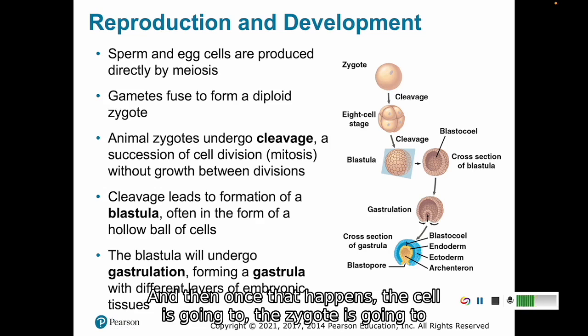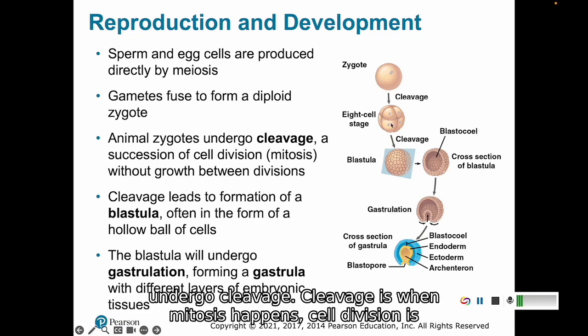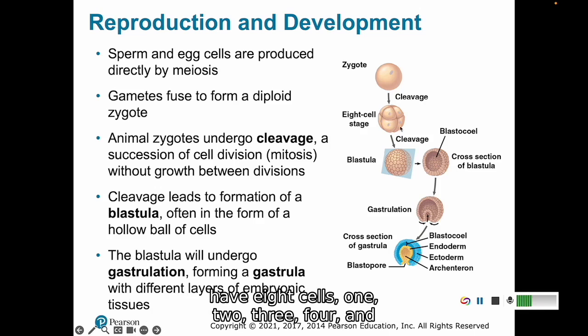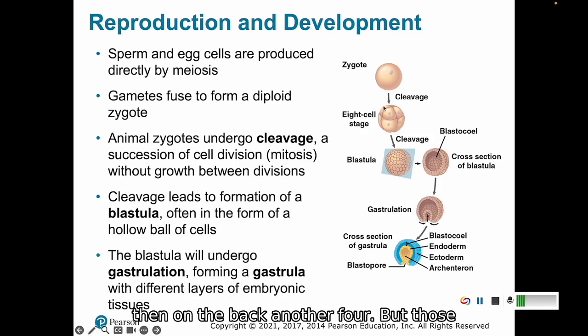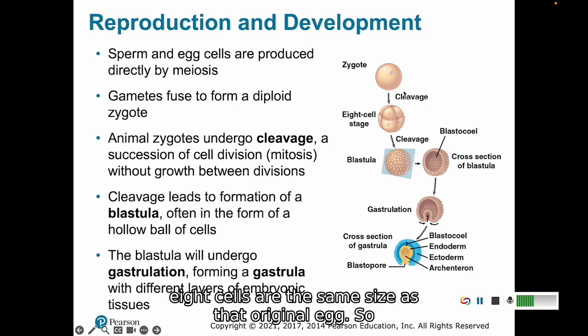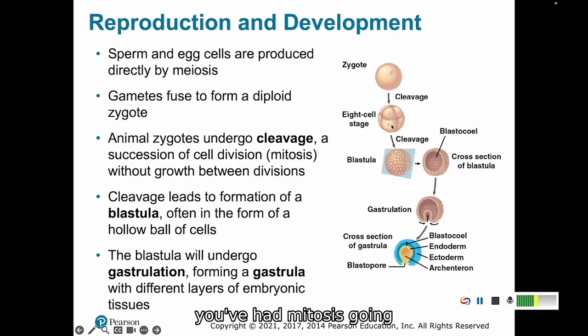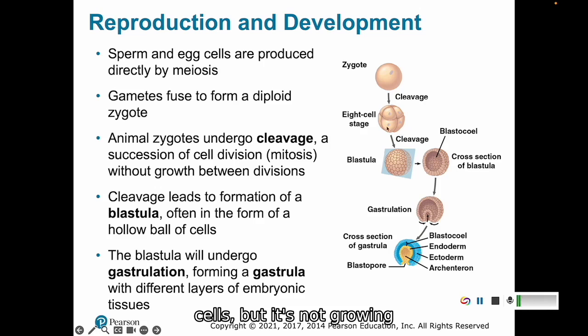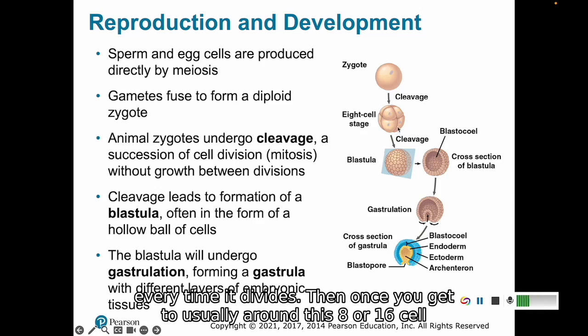And then once that happens, this zygote is going to undergo cleavage. Cleavage is when mitosis happens, cell division is happening, but there's not growth. So you can see by this stage of cleavage, you have 8 cells, 1, 2, 3, 4, and then on the back another 4. But those 8 cells are the same size as that original egg. So you've had mitosis going on. You've got a copy of DNA in each one of these cells, but it's not growing every time it divides.